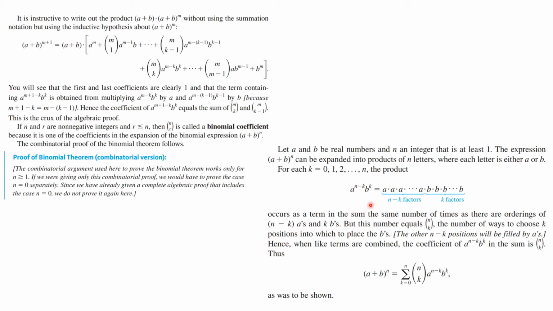But we know how to count this, because how many times does this happen? This number is n choose k, because that's the number of ways to choose k positions in which to place the b's. And the other positions will be filled by a's. Hence, when those terms are combined, this is how many we have. And you see it is n choose k for that. So we will add them all up, and that was what was to be shown. This is a combinatorial argument.